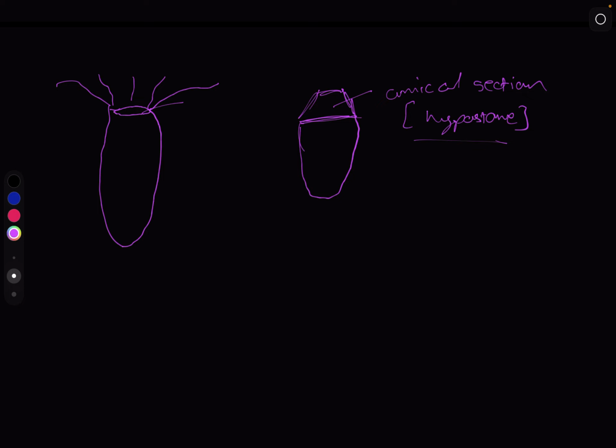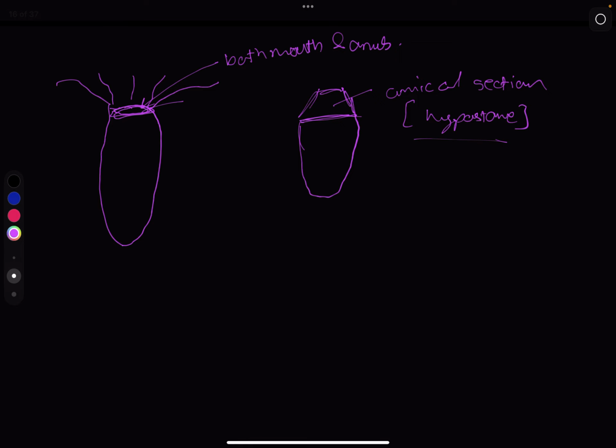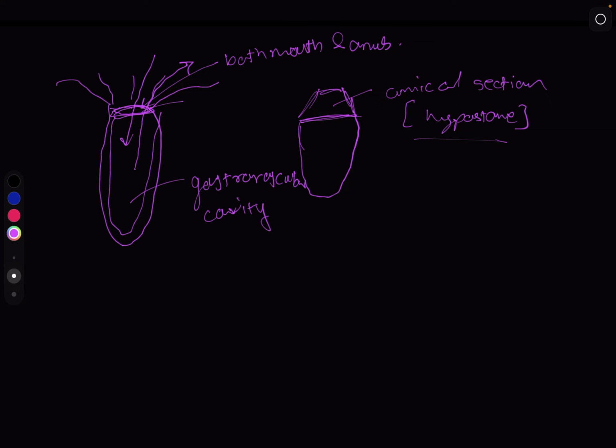Now these Hydra contain a small opening over here. It only contains one opening which serves as both mouth and anus. So food comes in and gets digested and leaves, the waste material goes out. Now this cavity inside is known as the gastrovascular cavity. This cavity in the hydra is known as gastrovascular cavity.